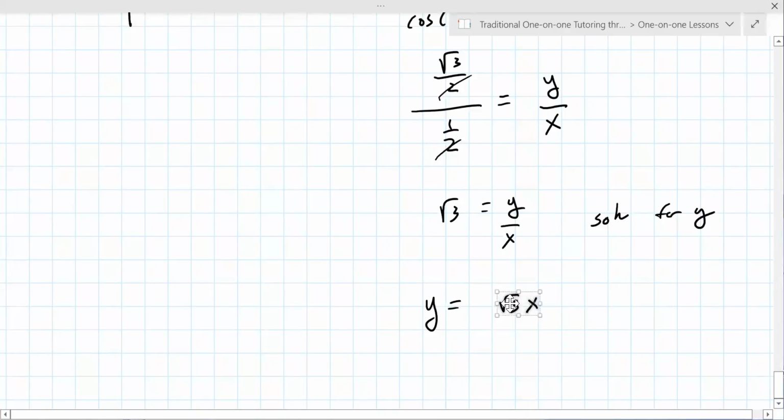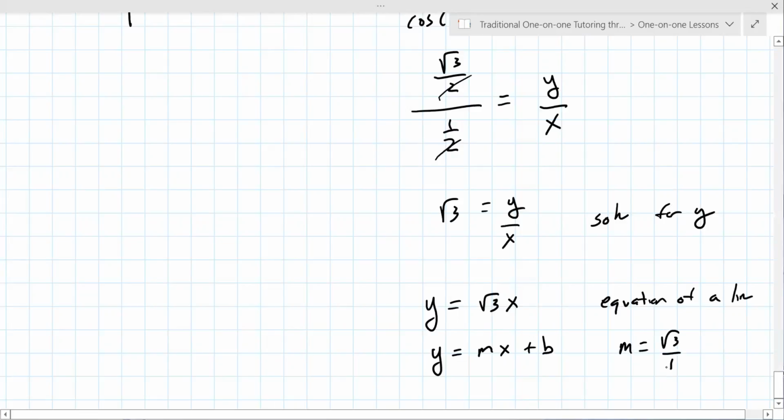Now, as much as you probably don't like this, this is an equation of a line. Like the mx plus b equals y thing. You're supposed to know that, you can't just say you forgot it. So the slope is the square root of 3 over 1 if you want, and the b value is 0. So it's literally a line.